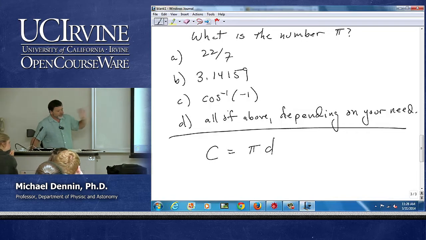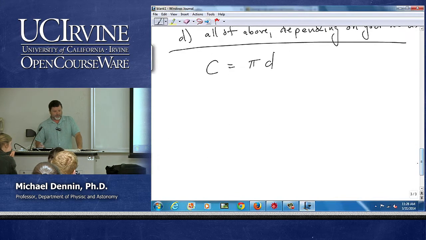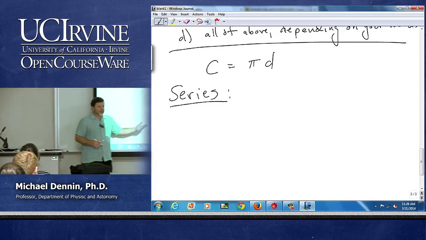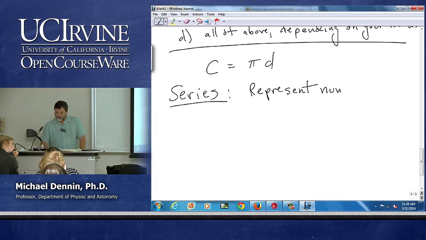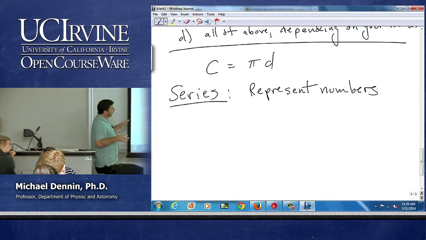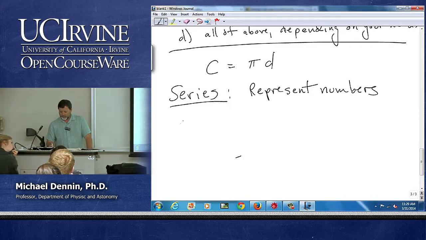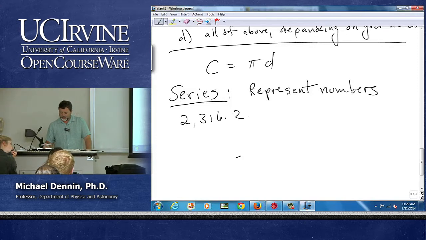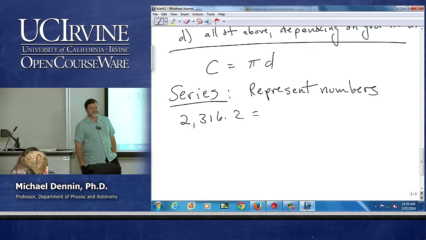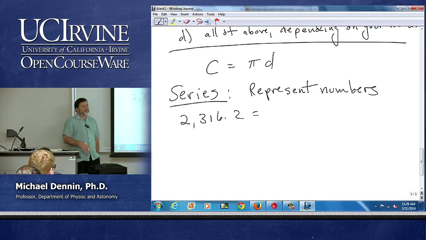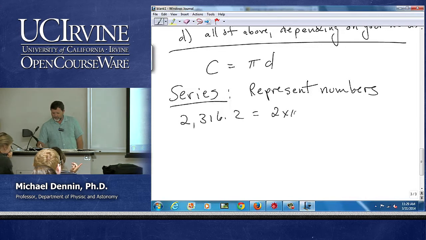Why do I mention this? Well, we're going to be talking about series. And one of the first uses of series is to represent numbers. We often forget about this, but for instance, if I was to take the number 2316.2, how would I write that out in powers of 10? 2,000, yeah, but be fancier. Use exponent notation. 2 times 10 to the third.